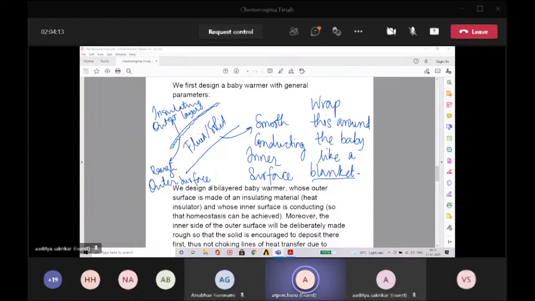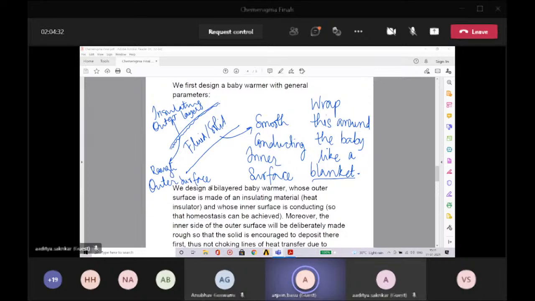So there we have basically used two materials, capric acid and ATP36. Now designing something involves many aspects. So we have actually given a model for how this baby warmer would actually work.